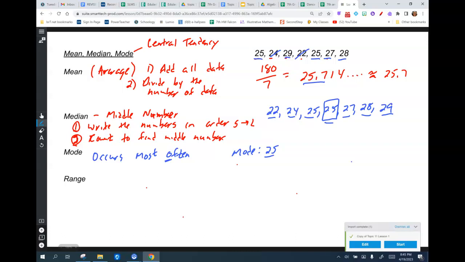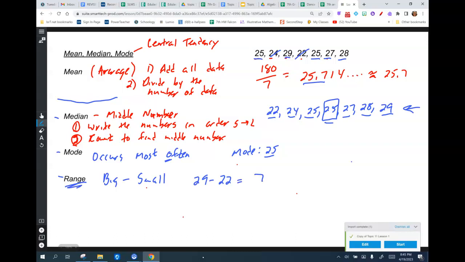So not a big deal. Now to find the range, I take the biggest number minus the smallest number. After I find the median, for the mean, the mode, and the range, it's easiest if I put my numbers in order from smallest to largest or largest to smallest. So to find my range, I'm going to take 29 minus 22, so my range is 7.